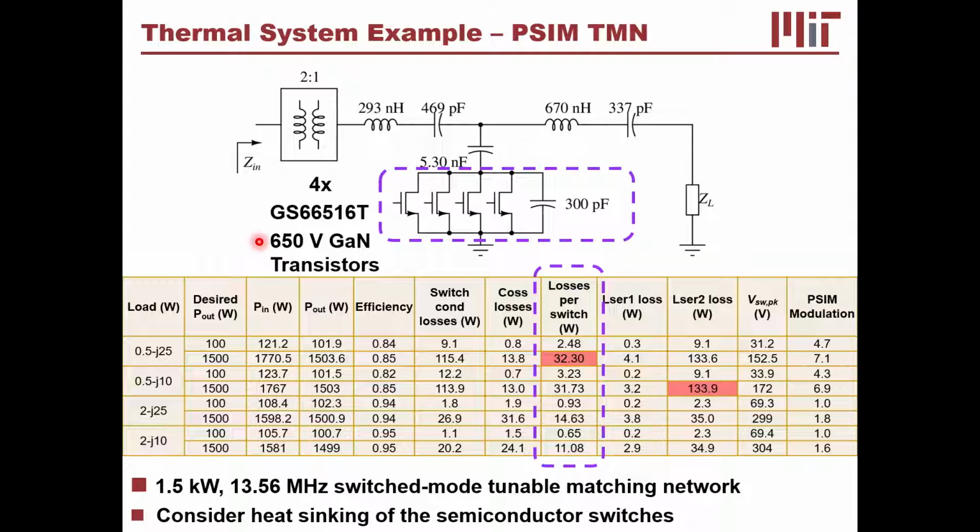This is for a particular matching network design that we did. This thing has 4 transistors that are mounted between the circuit and ground. Okay? Each of these transistors can dissipate something like 30 watts in the worst case. High power design. Okay? So 4 devices times 30 watts is roughly 130 to 140 watts. Okay? That's a lot of heat to pull out of these little devices.